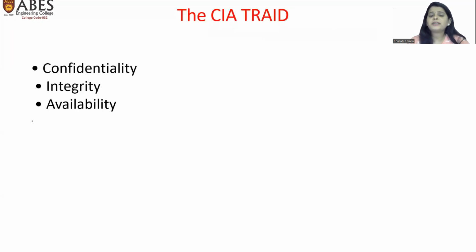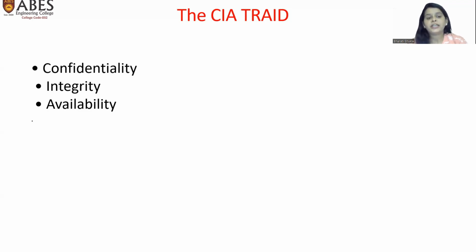Next term is the CIA traits. CIA stands for confidentiality, integrity, and availability. These terms are introduced for securing the system and our information from unauthorized use. First, we are going to discuss confidentiality. Confidentiality means the data which is saved in our system must be confidential. It cannot be accessed by unauthorized access.